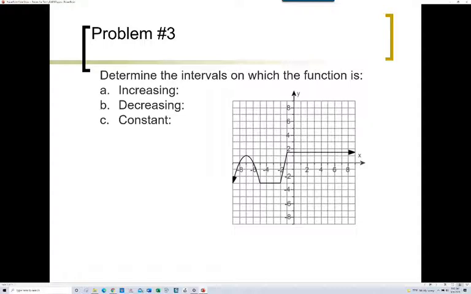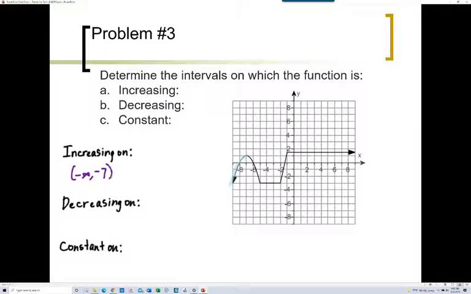Is the function increasing, decreasing, or constant? Again, you can see on the left, this graph's going down. From left to right, it's going up, so it's increasing. Actually, let me put these labels in. So it's increasing from negative infinity until you get to right here, where x is equal to -7.